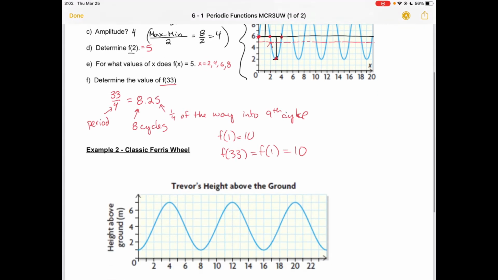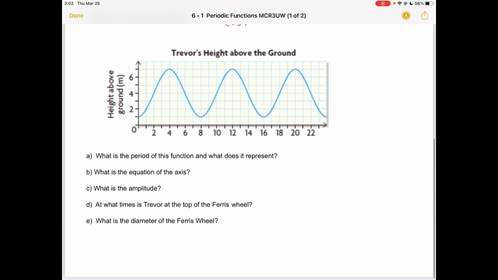So let's do an example of a Ferris wheel problem. The period of the function is going to be through one whole revolution. So starting from here, my initial value, I'm going to go all the way up and back down, and that is the length of one cycle. Okay, so I've got 8 seconds. I should add on here, this is my time in seconds, and what it represents is one revolution of the Ferris wheel.